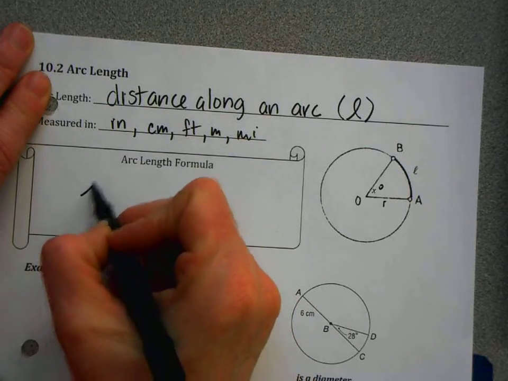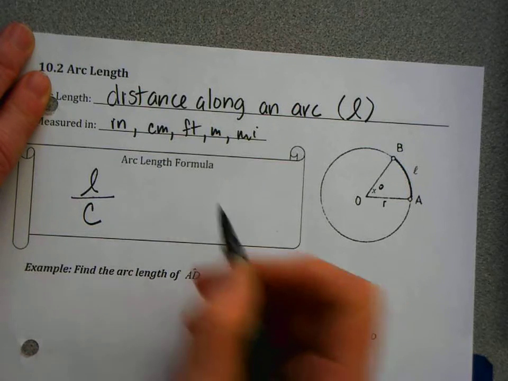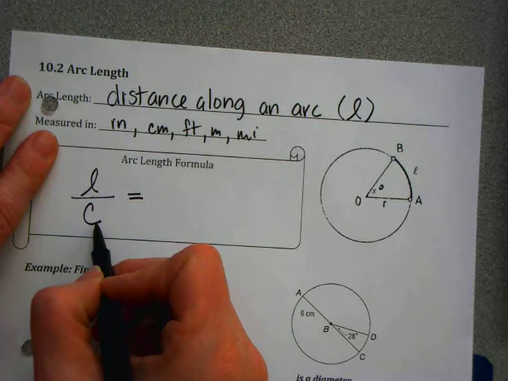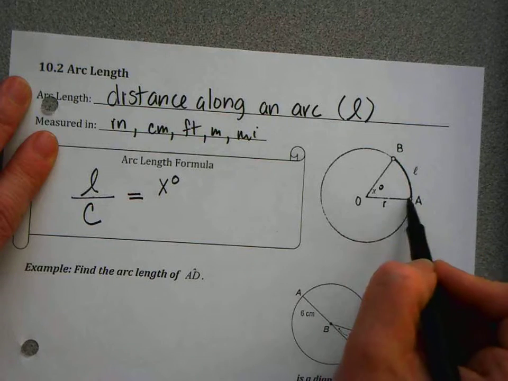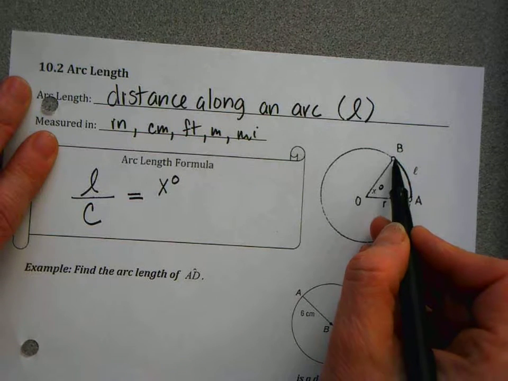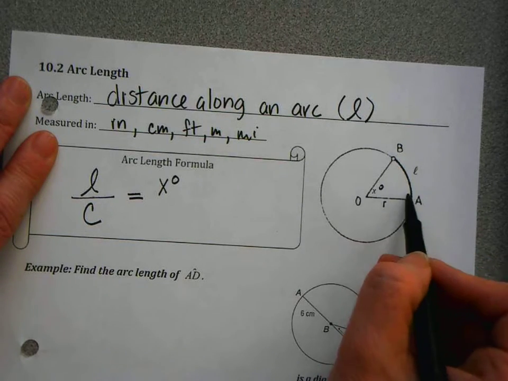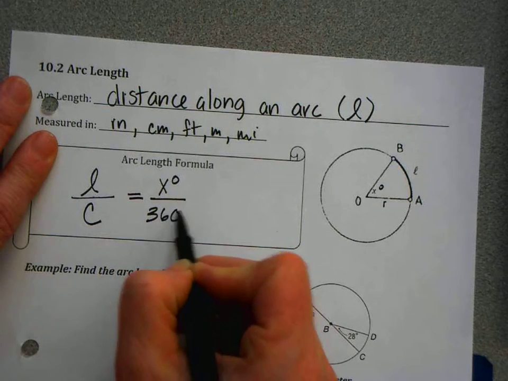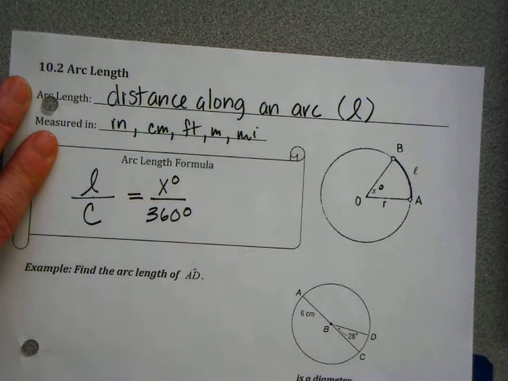Here it is. It's a proportion: the length of the arc over the circumference of the whole circle is equal to the amount of the angle that's cut out, the angle intercepting it, over 360 degrees. So we see the whole circle is on the bottom, and the pieces of the circle are on the top of our proportion.